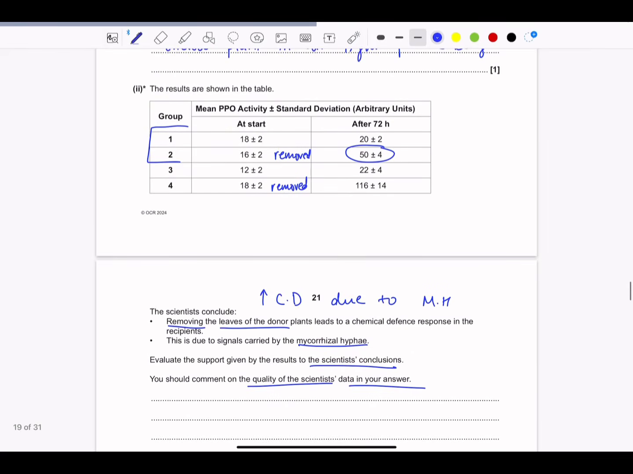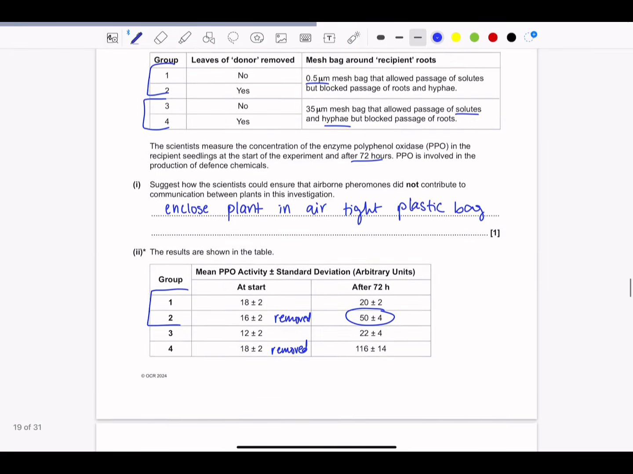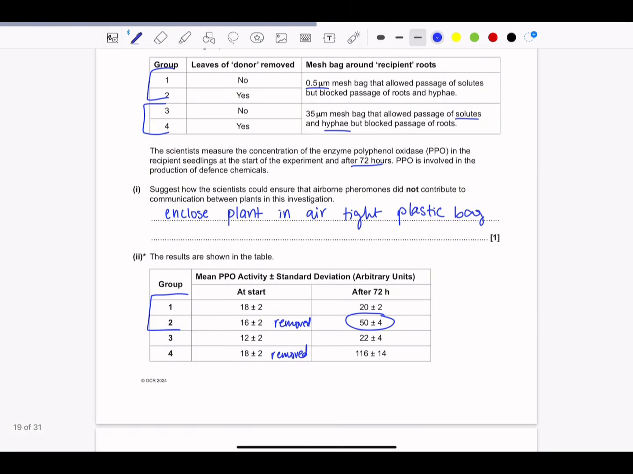The next thing was it's due to the mycorrhizae. Now we're looking at 3 and 4, which involved a larger mesh size, therefore passage of the hyphae. Comparing 3 and 4, we could see that again at the start, levels are similar but not exactly the same because standard deviations do not overlap. So that could contribute to the results not being as valid because they did not find a way to absolutely control the starting concentrations. That's just something to keep in mind.